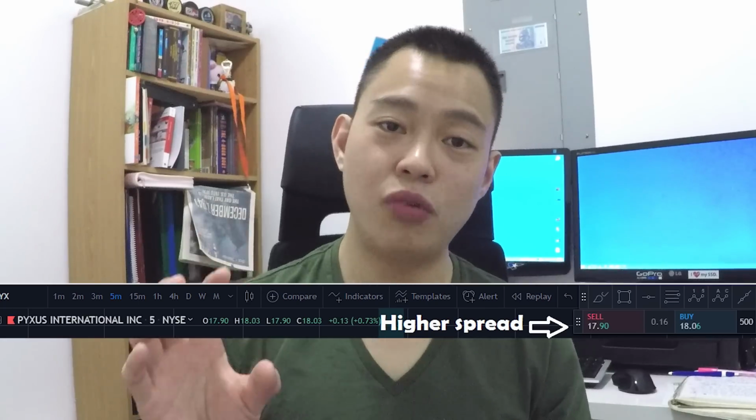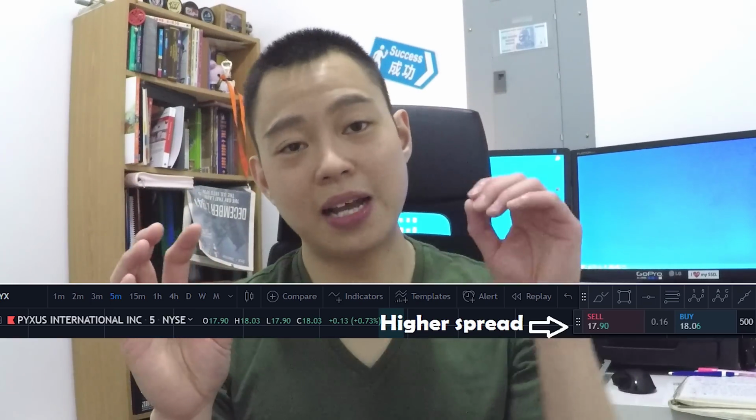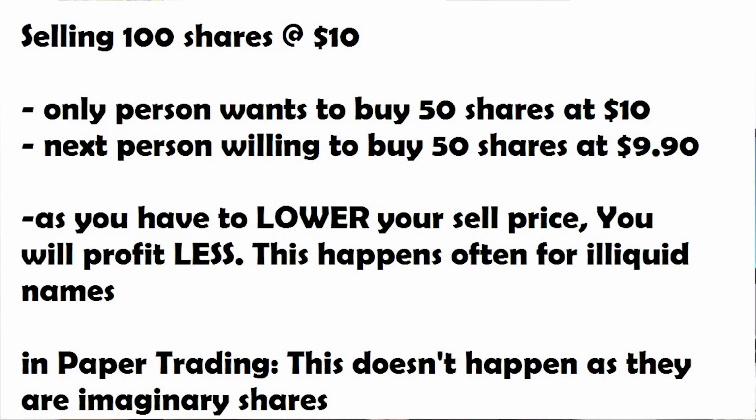Liquidity is determined by the amount of shares being traded, which is represented as volume. If a lot of shares are being traded, then the name is very liquid. As the shares are being exchanged constantly and rapidly, this will lead to less spread between a buy and sell price. So that means maybe someone will buy at $10 and someone is willing to sell at $9.99.